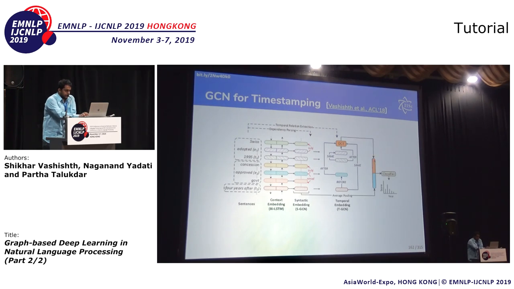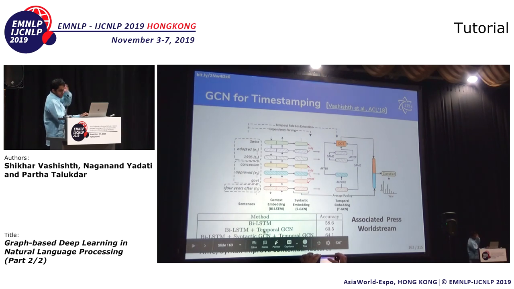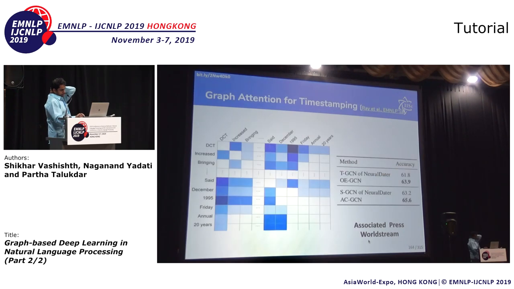And then we have the concatenated embedding. So this is the syntactic embedding and this is the temporal embedding. We concatenate the two embeddings and then pass the concatenated embedding to a classifier. And this classifier will predict the document creation time. As we can see, over a simple BILSTM baseline, the temporal GCN achieves slight improvements, and both syntactic GCN and temporal GCN further improve performance on this Associated Press WorldStream dataset, right?